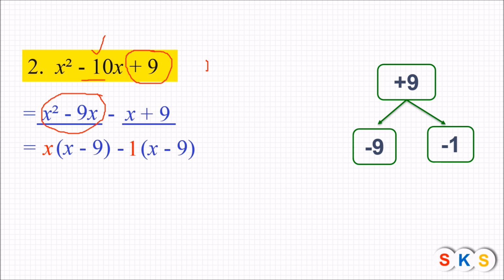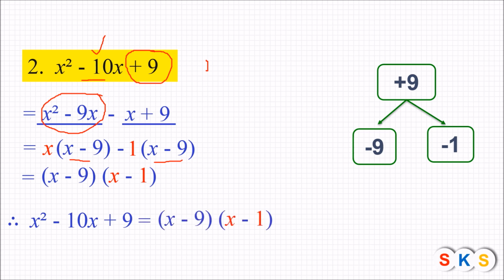Now look at over here. What is common in these two groups? The common is x minus 9. So first we will write x minus 9 in the first bracket. In the second bracket we will write the remaining one, that is x minus 1. So what we will get here? X minus 9 into x minus 1. Therefore x square minus 10x plus 9 is equal to x minus 9 into x minus 1.